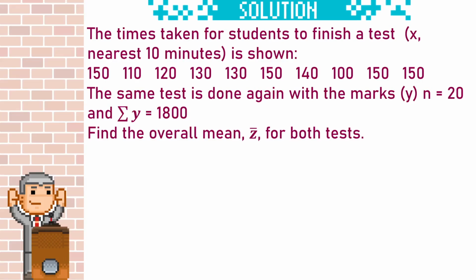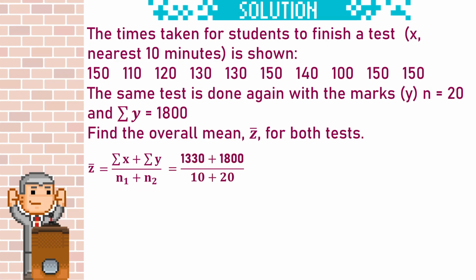To find the combined mean, we add the sums of the marks in X to the sums of the marks in Y, then divide it by the n in X and the n in Y. This will give us the total number of marks gained in both tests, divided by the total number of tests done.